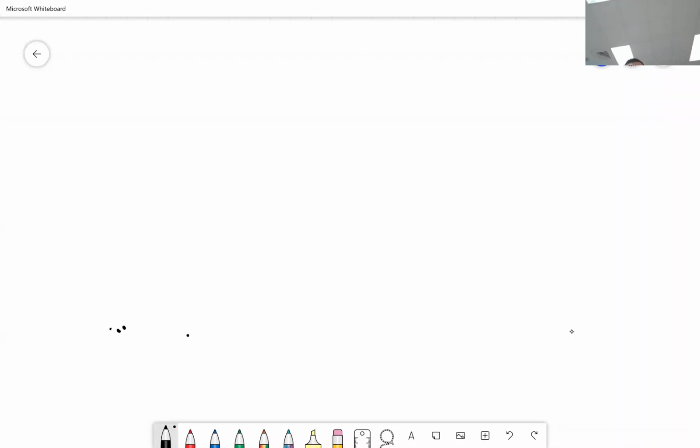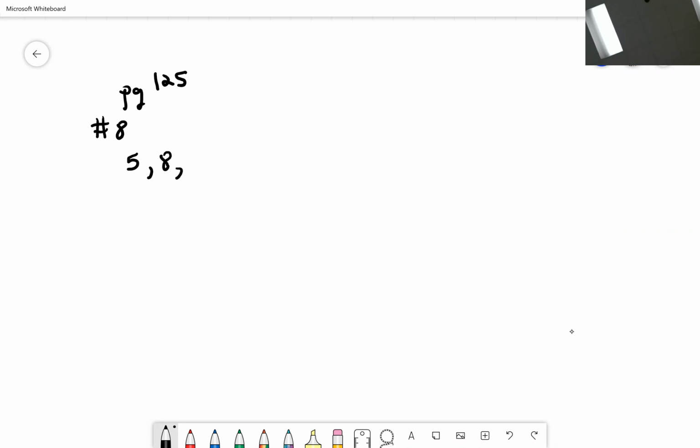All right, wonderful people. So number 8 says, this is on page 125. It says, a squirrel is collecting nuts. It collects 5 nuts on the first day of the month. So I'm going to write 5, 8 nuts on the second day. 11 nuts on the third day, and so on in an arithmetic progression. So this is an arithmetic progression.